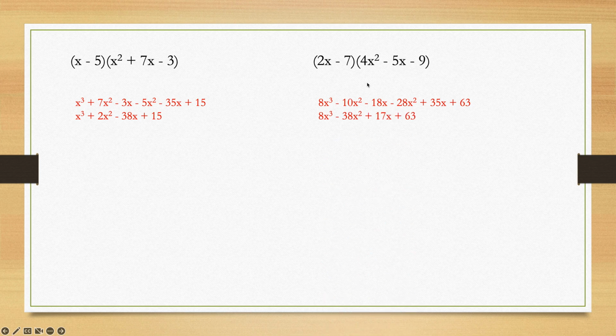When I combine my x squareds together, negative 10 and negative 28 make negative 38x squareds. And then when I combine my x's, negative 18x and 35x makes 17x. And then, of course, the plus 63 and the 8x cubed have nothing to be combined with them. So that is double distribute, triple distribute. As you can imagine, we can easily do quadruple or quintuple distribute. It makes no difference. It's the same concept applied repeatedly.